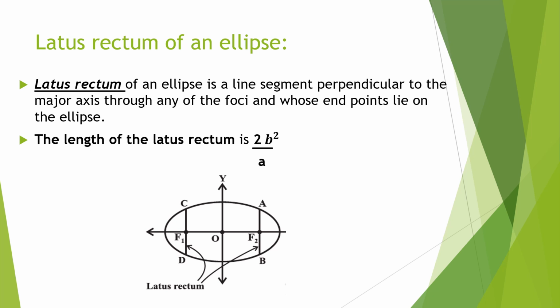What will be the length of the latus rectum? It will be 2b square by a. So in the diagram given over here, CD and AB are the latus rectum and the length of the latus rectum will be equal to 2b square by a.